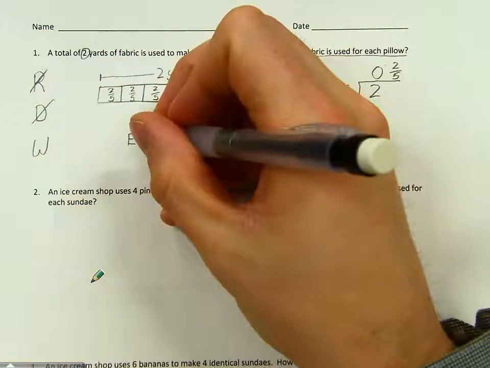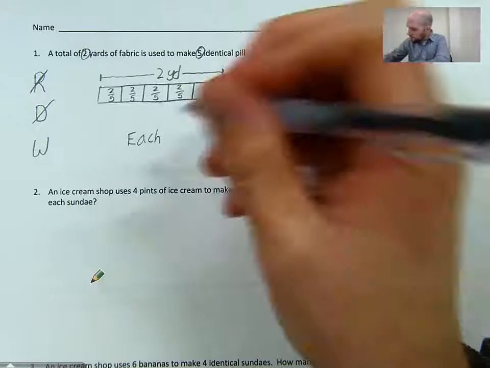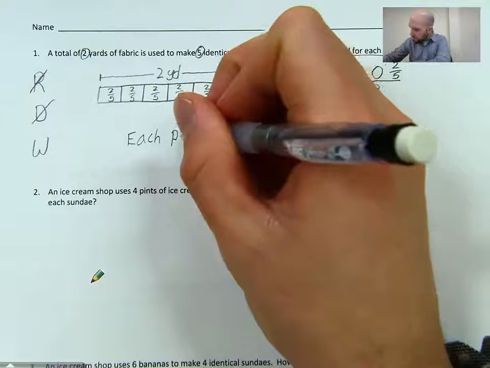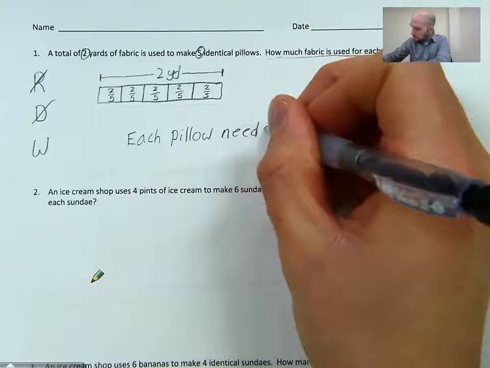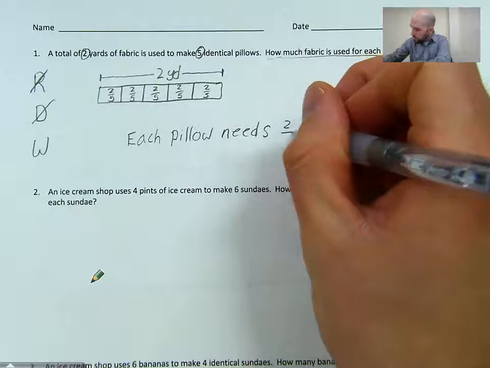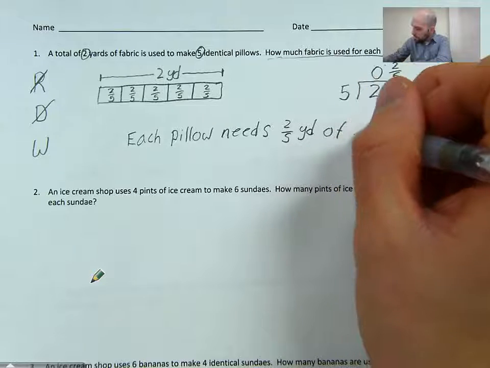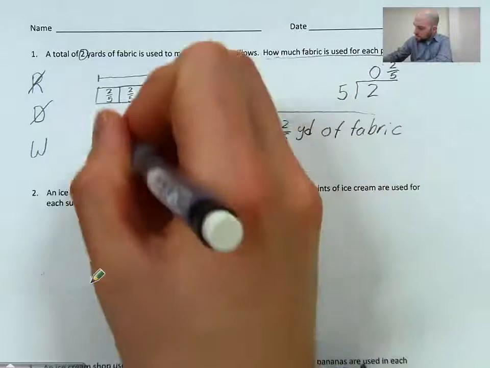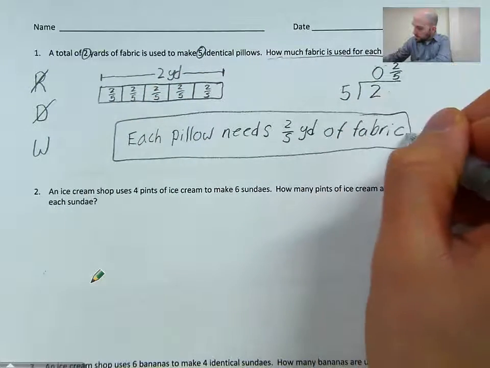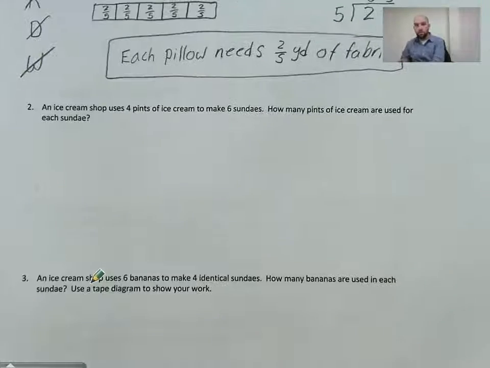Each pillow needs 2 fifths of a yard of fabric. Now I've written my answer, and we are done with number 1. So moving on to number 2.